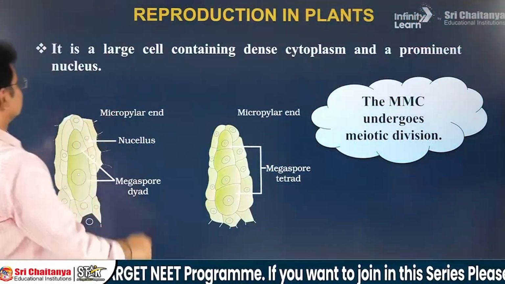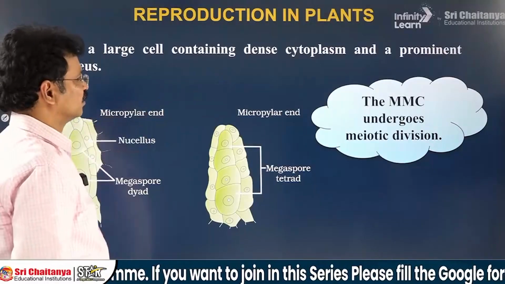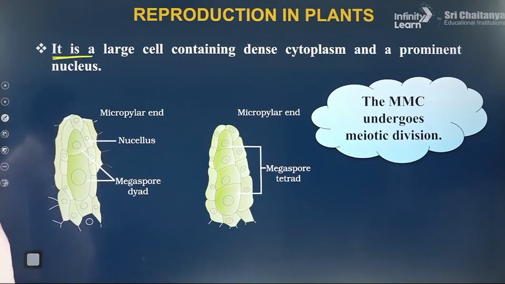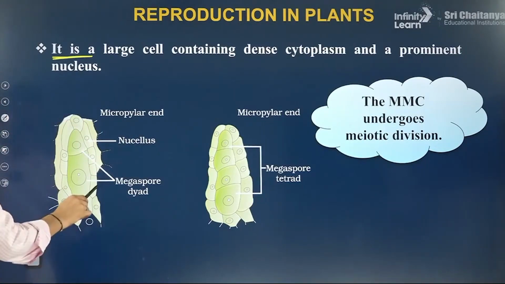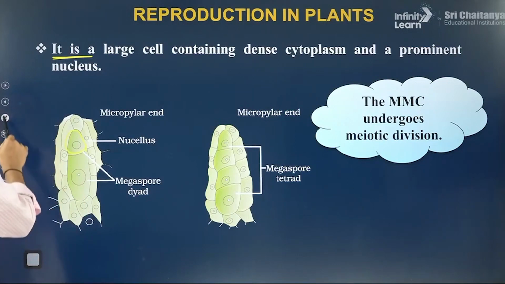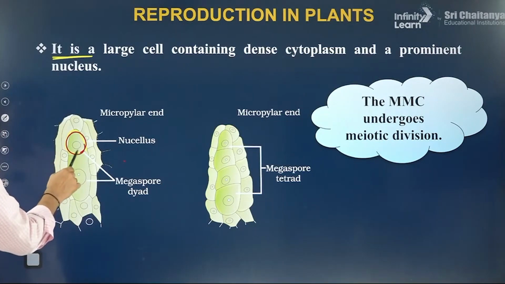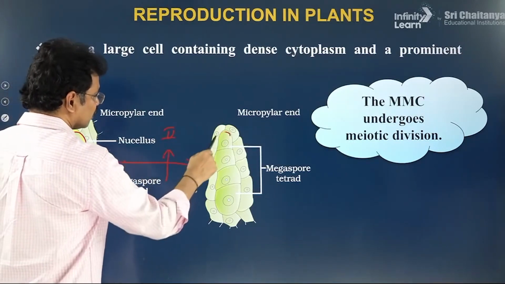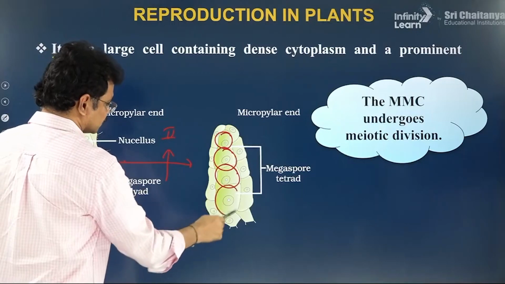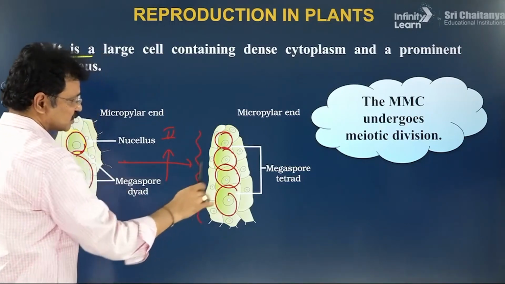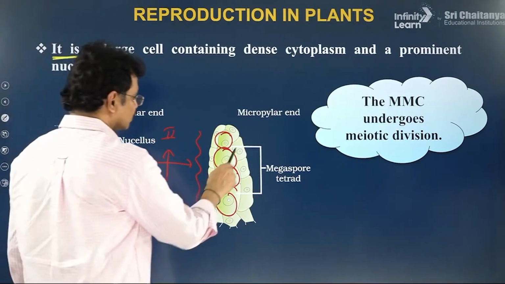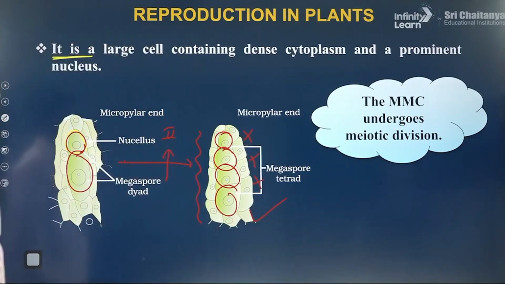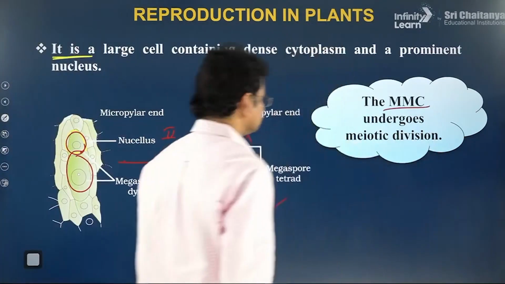Observe these diagrams here. It is a large cell containing dense cytoplasm. It is the megaspore mother cell. Due to the first phase of the meiosis, only 2 daughter cells are formed. At the completion of the second phase of the meiotic cell division, 4 daughter cells are formed. The same kind of images are given in your NCERT textbook. Out of these 4, 3 degenerate, and the last one is functional. MMC means megaspore mother cell.